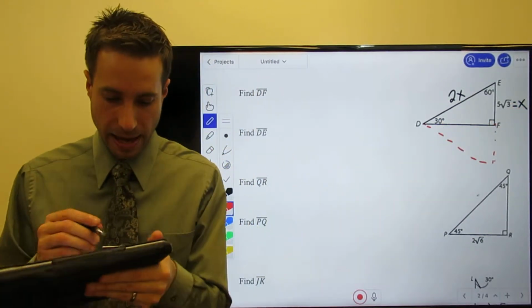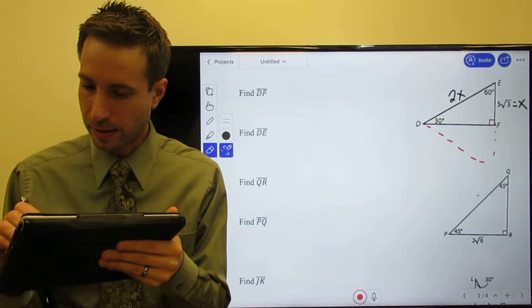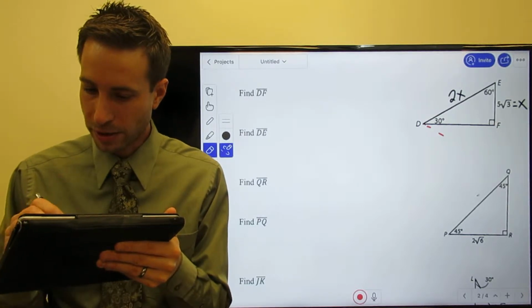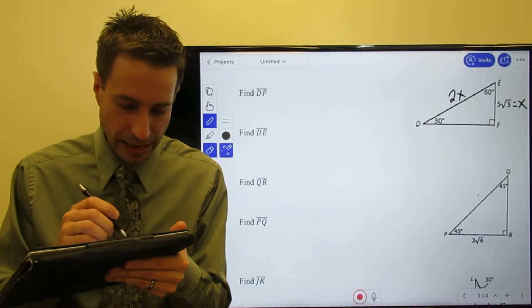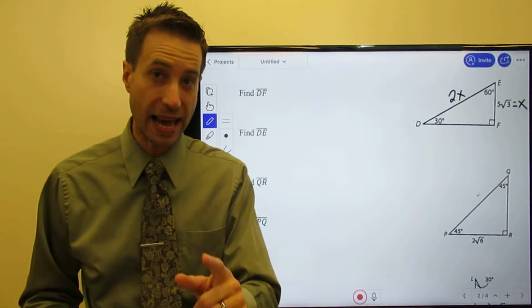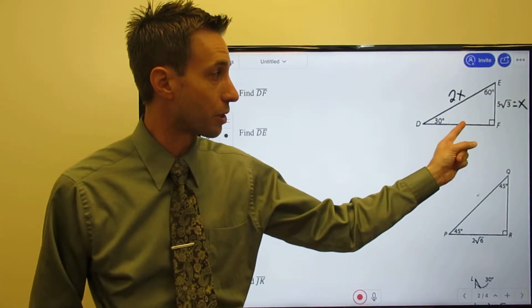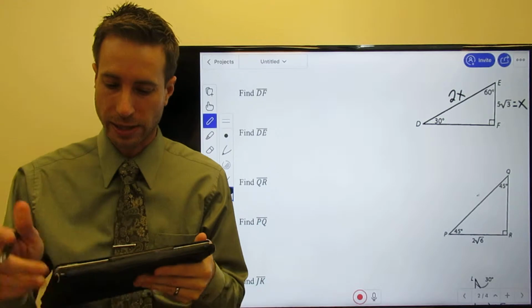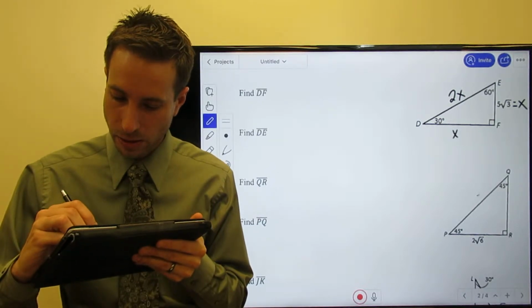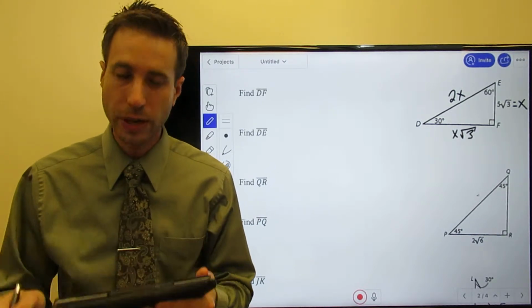Do you remember the length then of the side DF? Again, if you forgot, you could either use the Pythagorean theorem to find it. You know these two, you can find this one, or just go back and look at the diagram. It was x square root of 3.